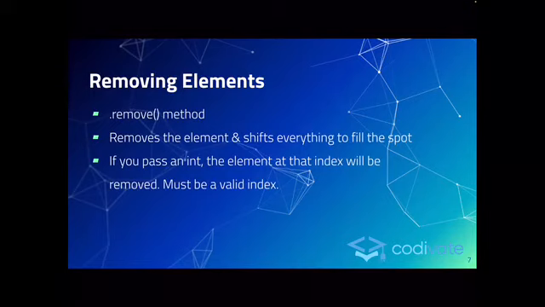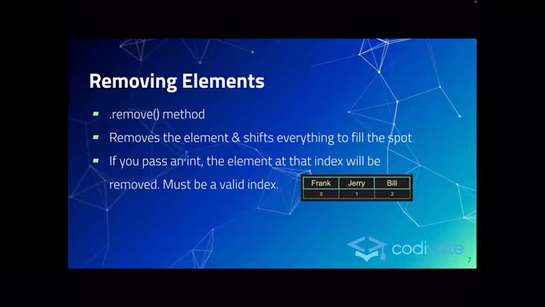So to remove an element from an array list, you would use the remove method. This removes an element and shifts everything to fill in the spot. So you pass in an int, and that specifies the index which will be removed. And of course it must be a valid index, so it must be within the bounds of the array list, between 0 and 1 less than the size of the array list.